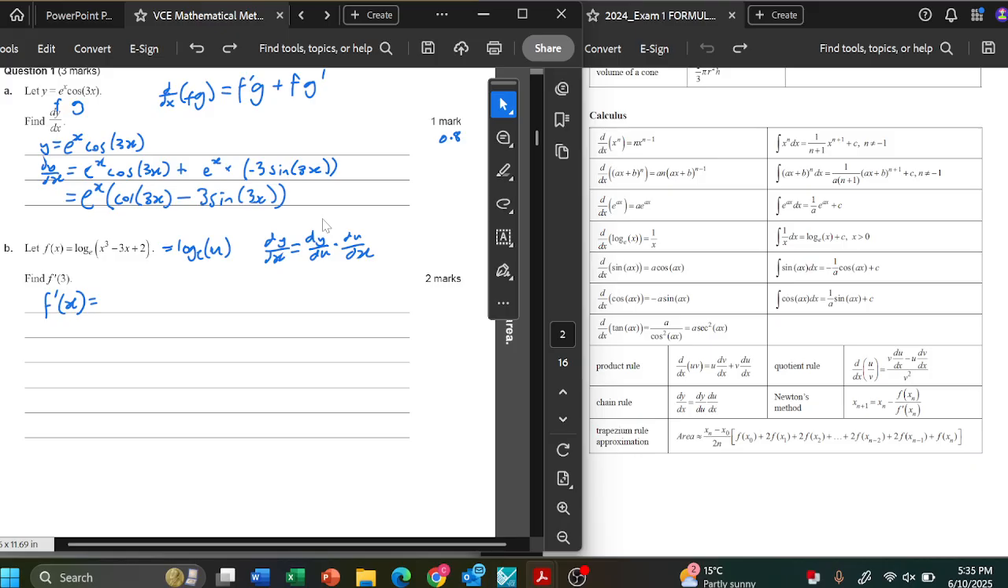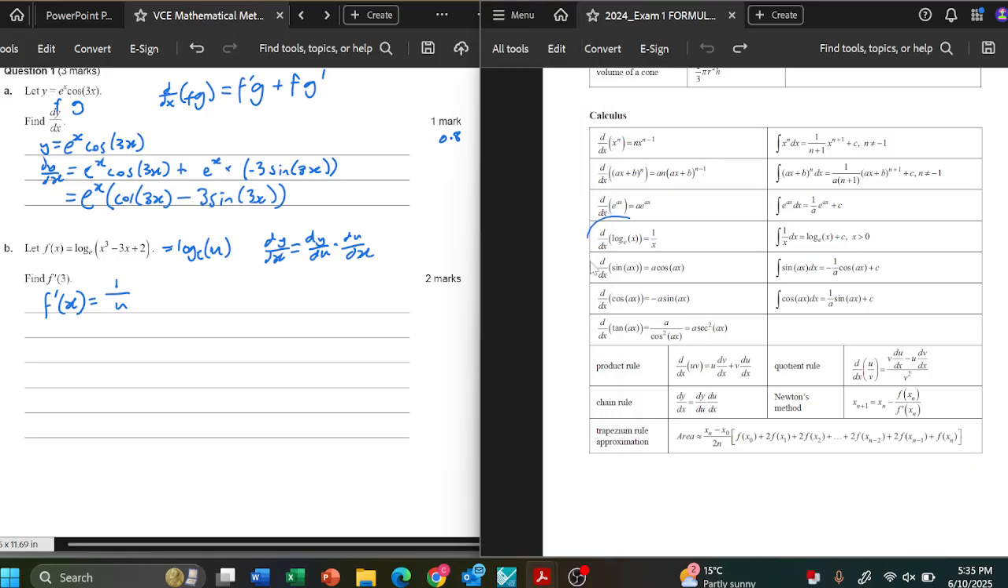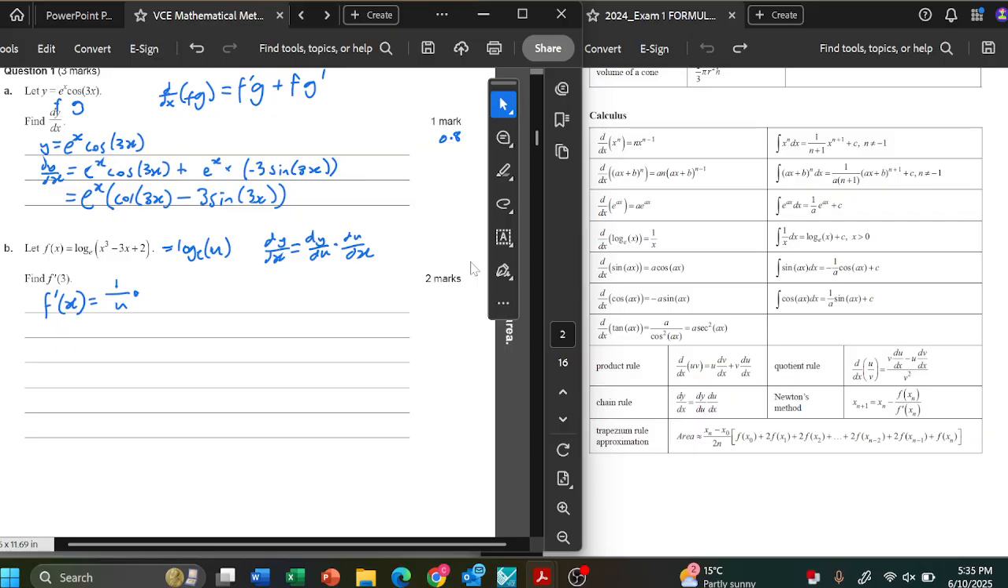What's the derivative of log e of x? We've actually got that written right here on the formula sheet: it's 1 over x. So that's going to be 1 over u in this case. And we've got that multiplied by the derivative of u, which is going to be 3 times x squared minus 3. So it's just knowing how to differentiate what is effectively a normal polynomial. Everyone should be okay with that.